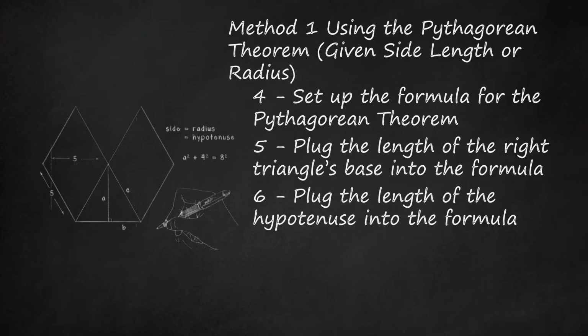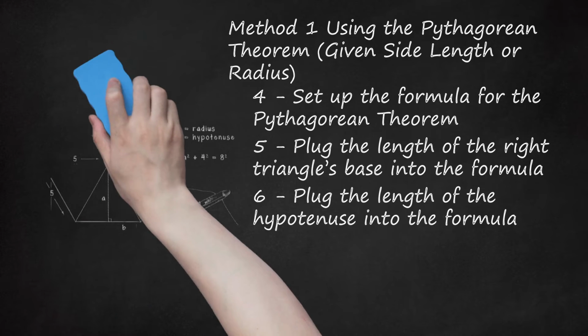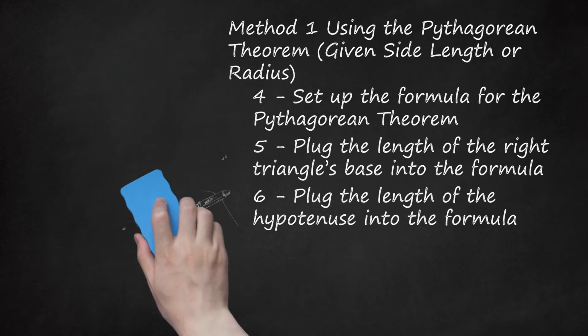For example, if the side length of the hexagon is 8 centimeters, then the length of the right triangle's hypotenuse is also 8 centimeters. So your formula will look like this: a² + 4² = 8².